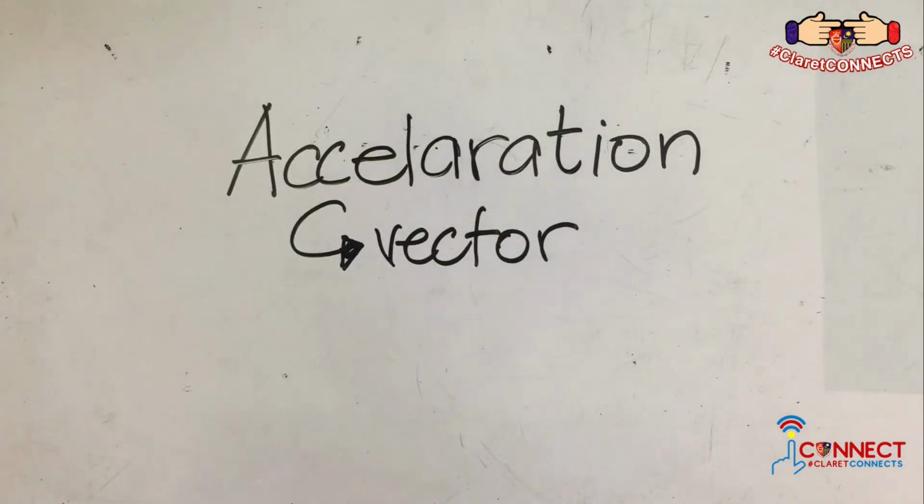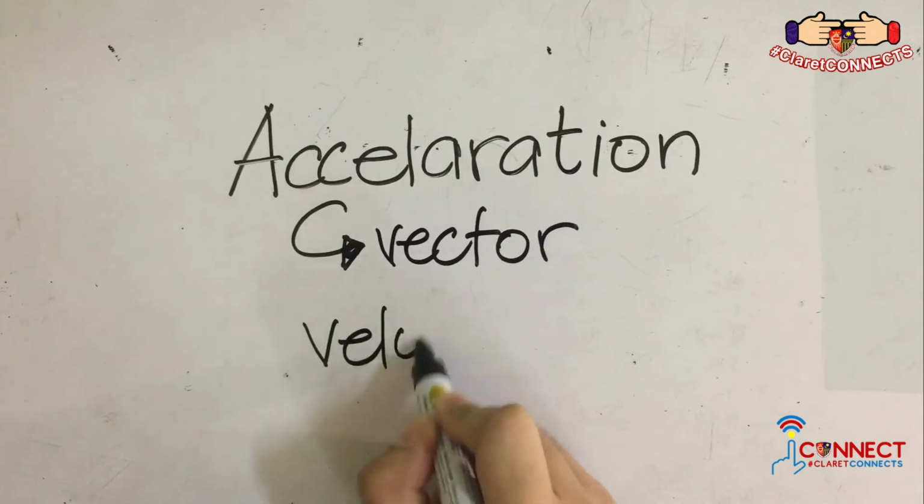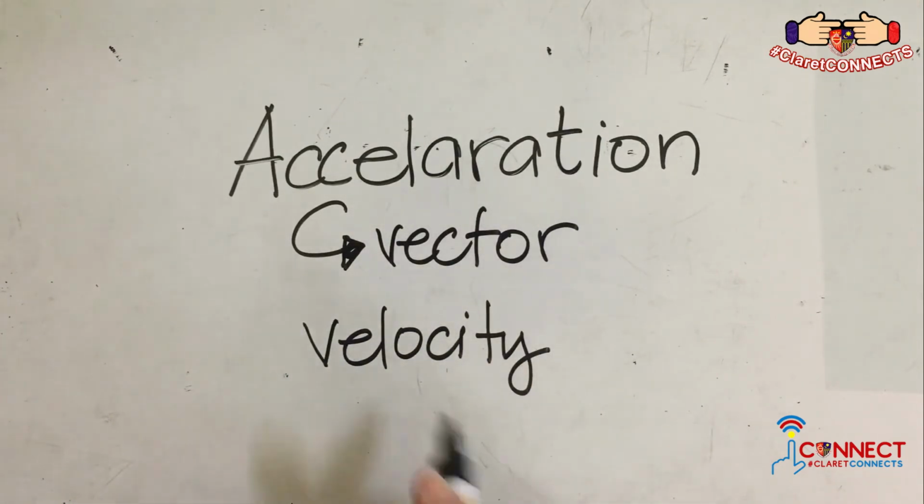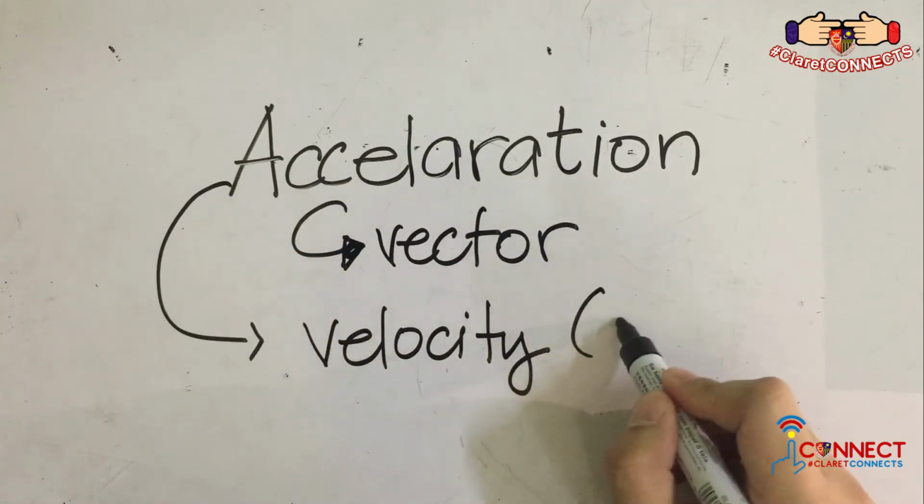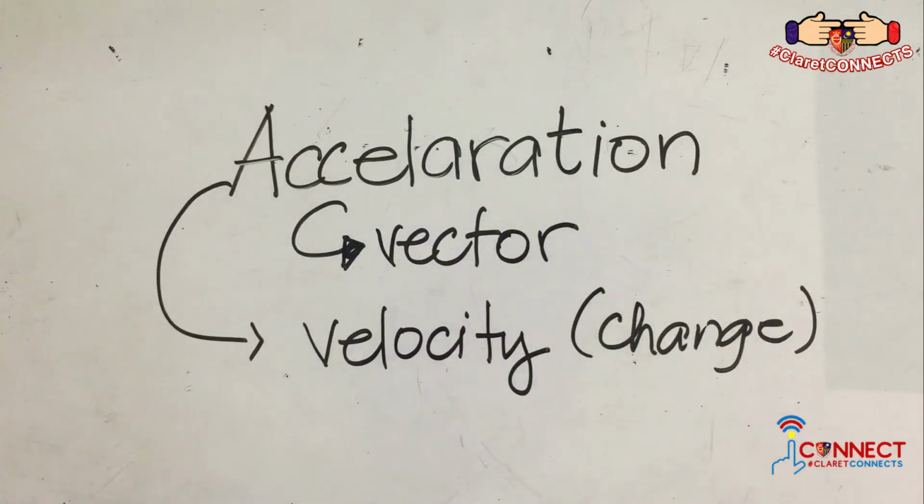The acceleration of an object is considered to be a vector quantity because in acceleration we consider the velocity of the object. Since velocity is a vector quantity and we consider acceleration as a change in velocity, then acceleration must also be a vector quantity.